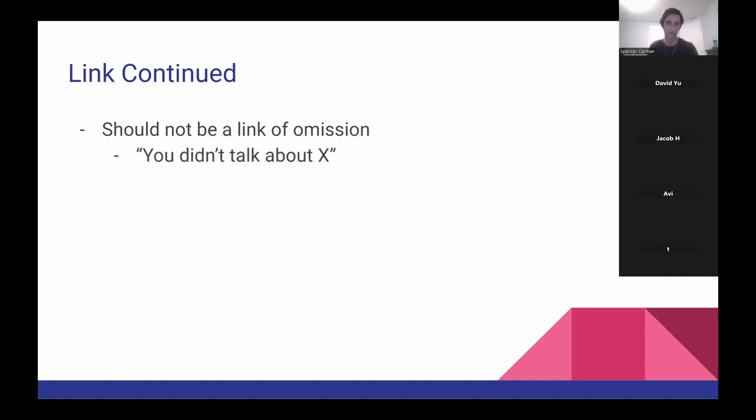Yeah, so again, that's what a link of omission is. You didn't talk about something. And again, teams usually read multiple different links, and you should, so you can collapse onto one of them in the back half.